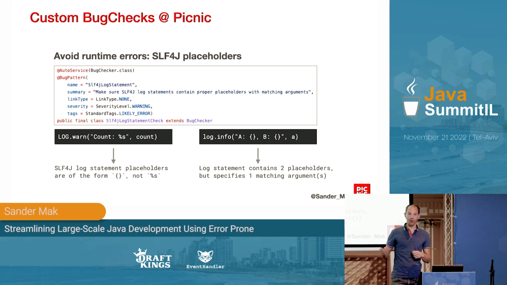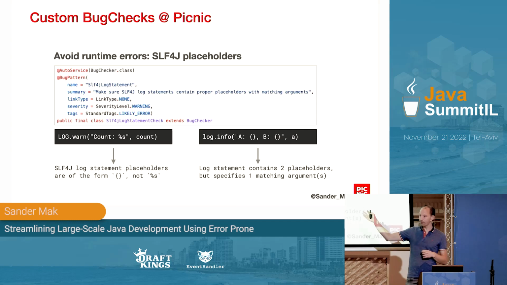And this code will just compile. It will even just run without any errors. It just doesn't do what you would expect. And by writing a custom bug check that spots this, we can make sure that this is already caught at compile time. And say, okay, well, you're using this %s here. Probably didn't mean to. Please replace this using the curly braces. And a similar thing for if you provide a different amount of parameters, for example, for the logging statement, versus what you actually expressed in the log message there.